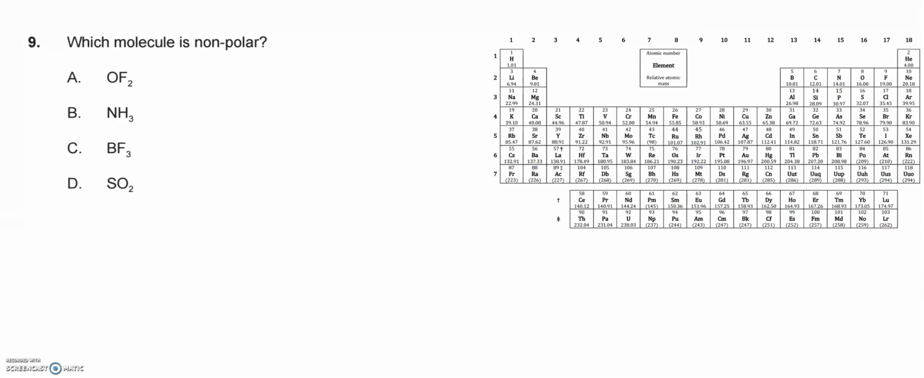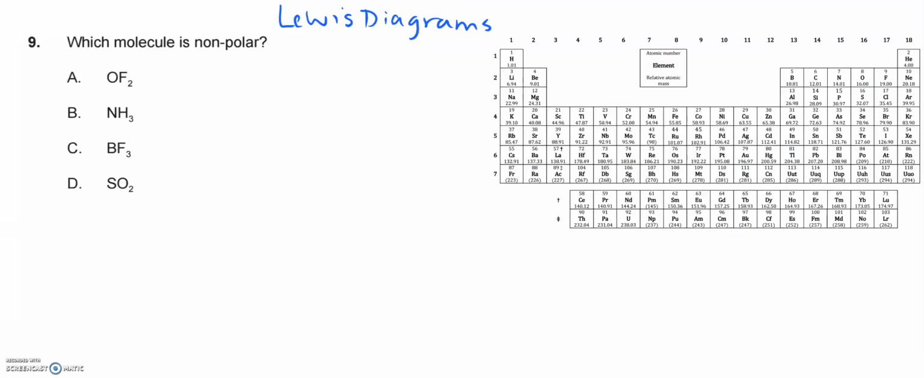It's from the May 2016 examination, paper 1, question 9. Give it a try, and then hit play. So it's asking what's polar or nonpolar, which means we are going to have to draw the Lewis diagrams, which means we need to do a little bit of accounting with each one.